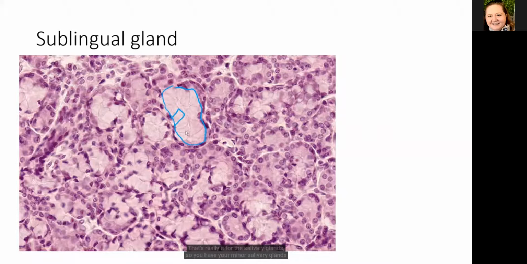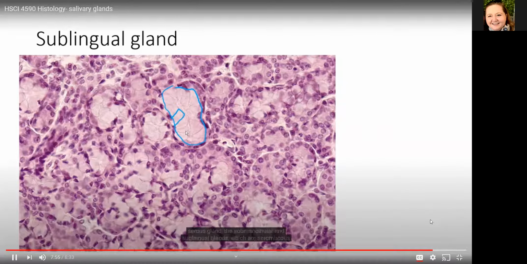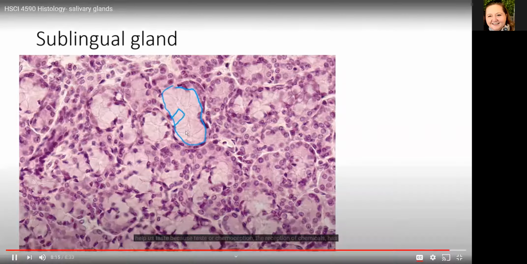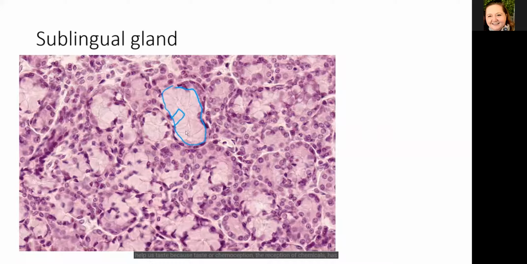So you have your minor salivary glands secreting mucus, your major salivary glands, the parotid gland, which is a serous gland, the submandibular and sublingual glands, which are seromucus glands, and together this combination of serous fluid and mucus and all of the proteins that come in it are going to help us digest our food, going to help bind our food together into a ball so that we can swallow it, and also going to help us taste, because taste or chemoception, the reception of chemicals, has to be done in an aqueous environment, and it's going to assist with preventing the oral route of infection by containing both antibodies and antibacterial enzymes.